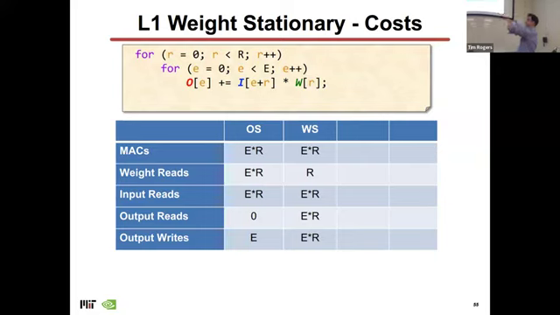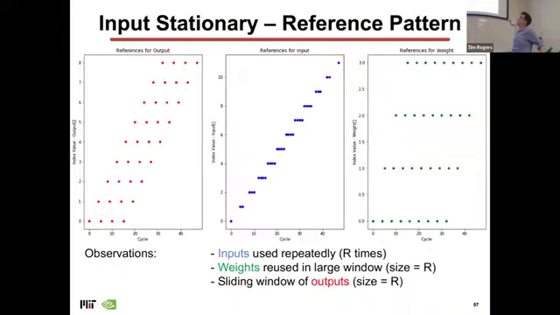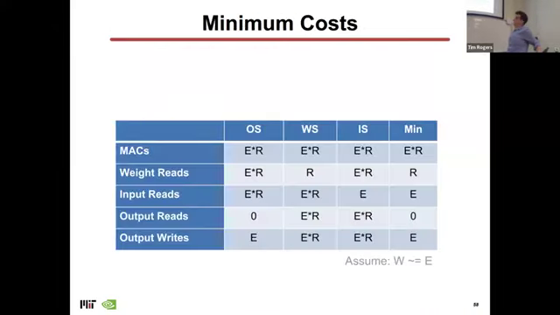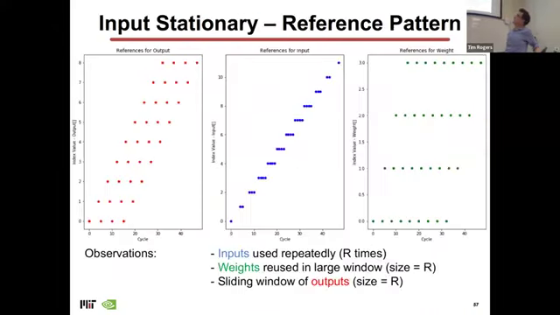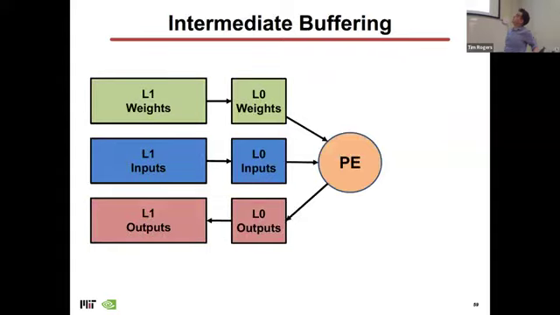Output reads here are going to be, instead of 0, now I have to do E by R times, because if I take a look at the outputs in this pattern, where is it?